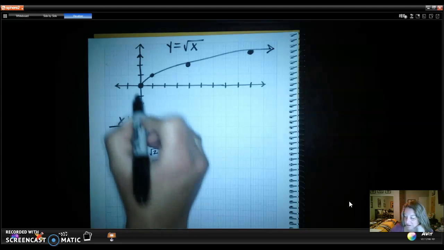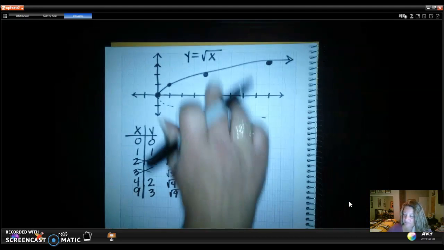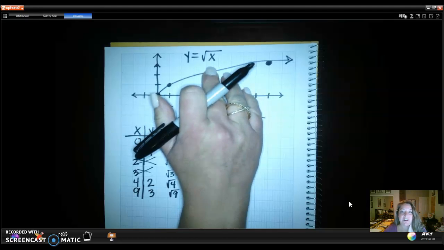If I were to graph the other side of it, and it went this way, it would look like an x squared function or parabola, and that's the opposite of the squared, right? Square root and squared are opposites of each other.